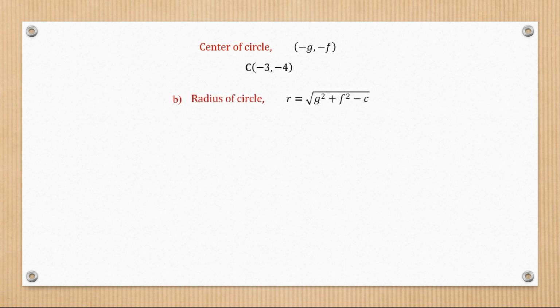Now for part B, I need to find the radius of the circle. So I'm going to use the formula. Plug in the values and I'll have root of 16, of which I'll have 4 units. So that is the value of the radius of the circle, and that is how we work this question.